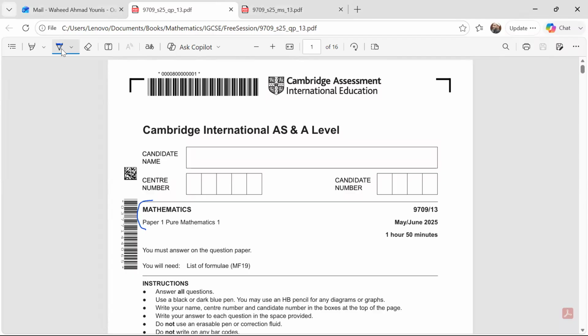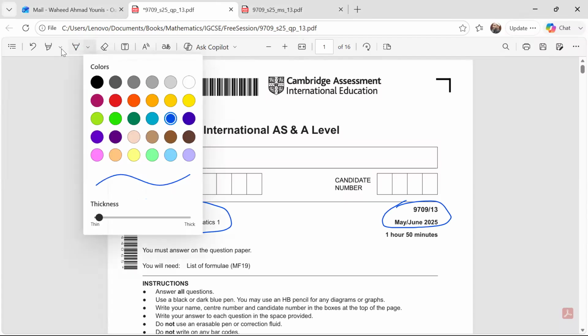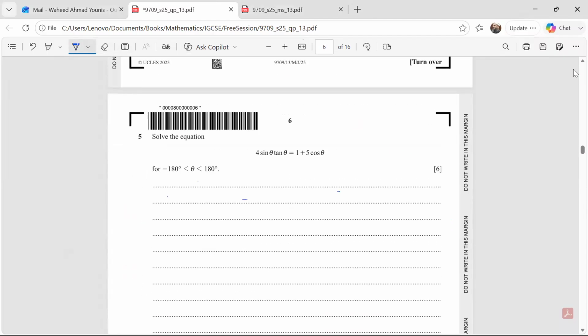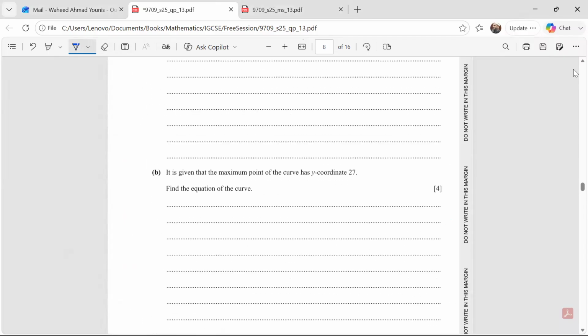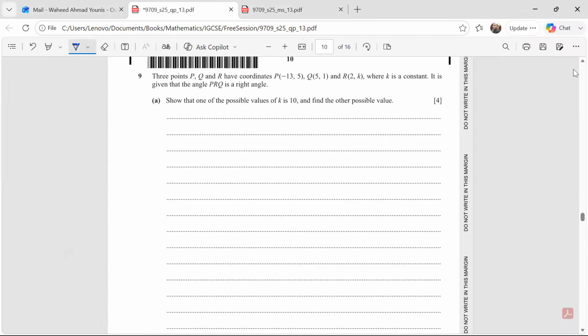Right now, I have this Mathematics, Paper 1, Pure Math 1, from May/June 2025. We have done some of the questions before. Let us go to question number 9. I believe I have done 8 questions, so yes, this is the one I want to do, question number 9.